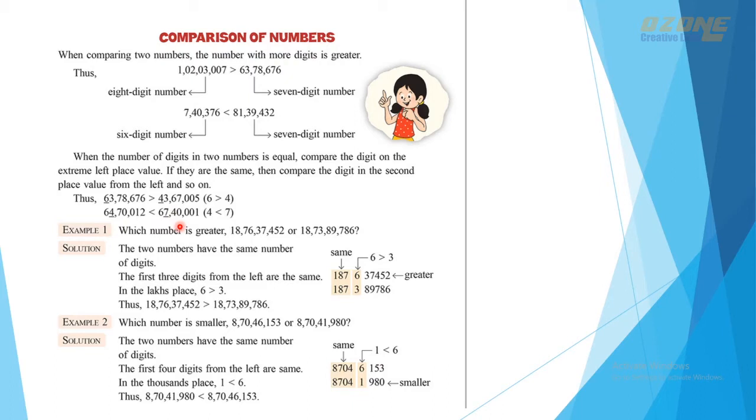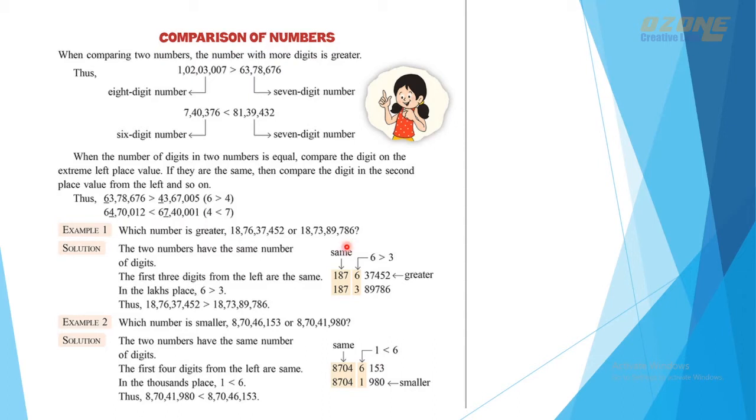So we will go through the examples. Here we need to find the greatest number among two given numbers. Both numbers have the same number of digits. So we will write one number below the other, and then compare each place from our left side onwards. The numbers given are 18 crore, 76 lakh, 37,452 and 18 crore, 73 lakh, 89,786.